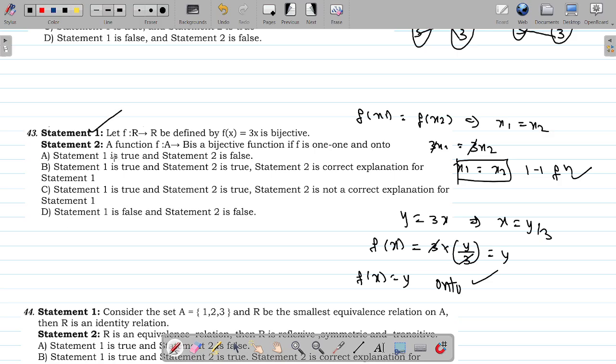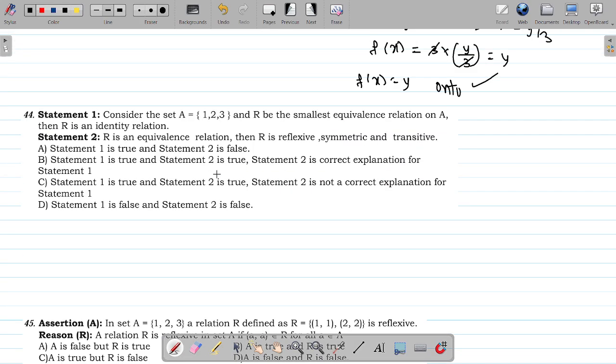Statement 1 is correct, right? And statement 2 is also correct, which is the definition of bijective function, right? So option B is correct. 1 is true and 2 is true. 2 is the correct explanation of 1.